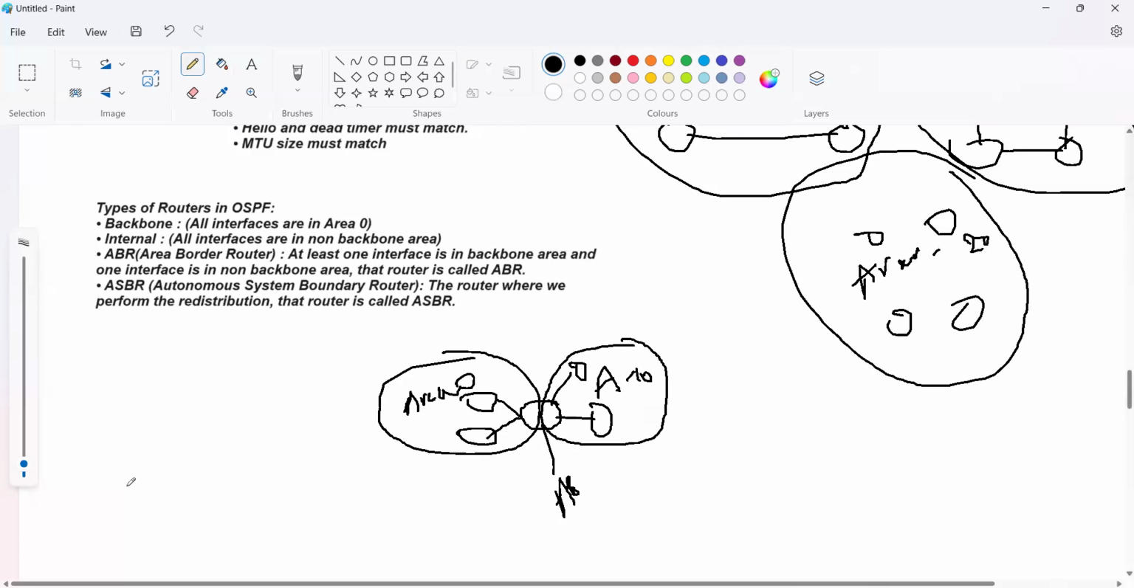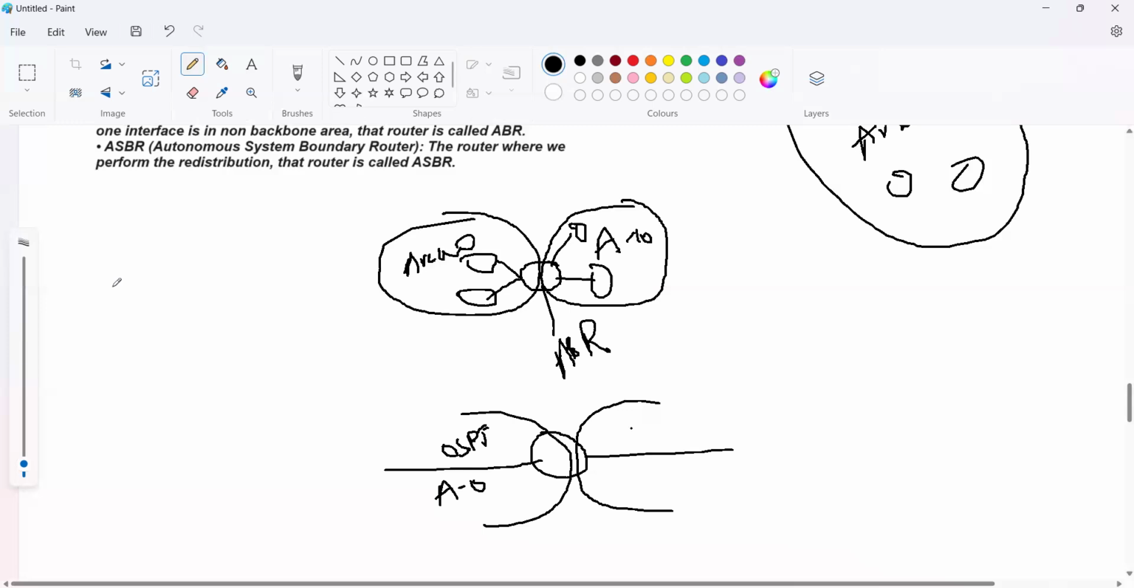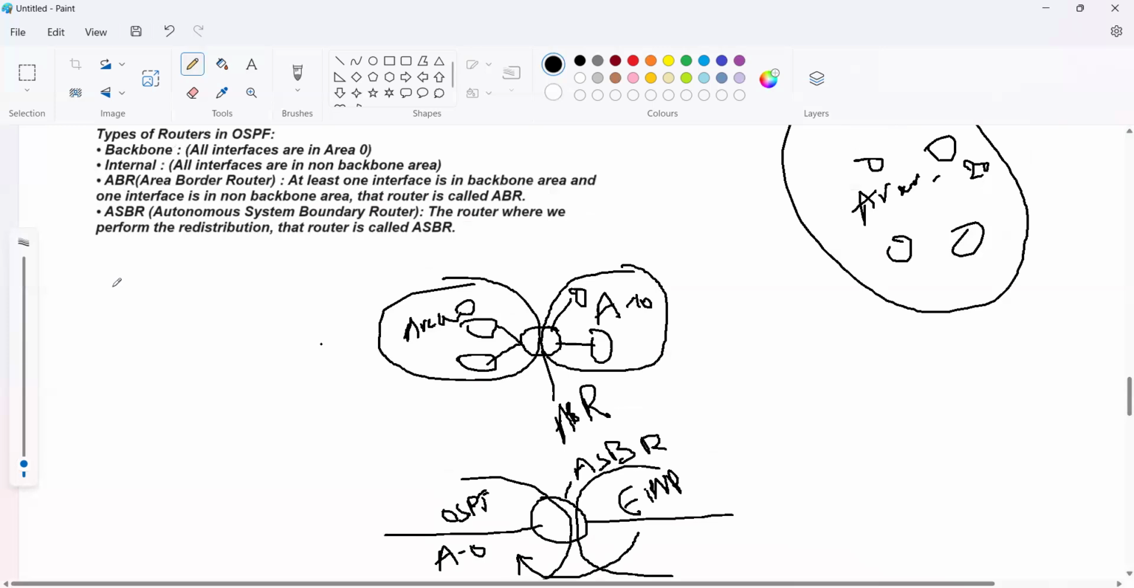So the ASBR router. Same thing, but different. This is a router, and this is area 0, as well as OSPF we configured. And this side we configured as EIGRP. So we redistributed these prefixes in this router. We call it an ASBR router: Autonomous System Boundary Router.